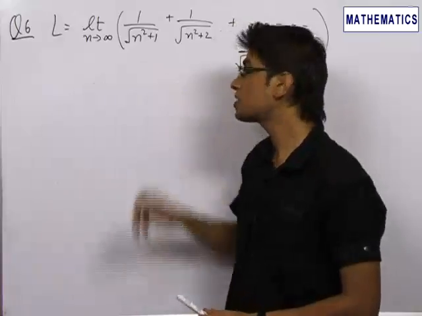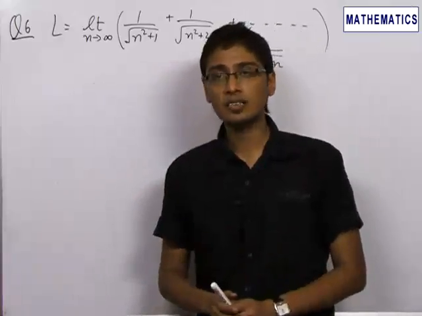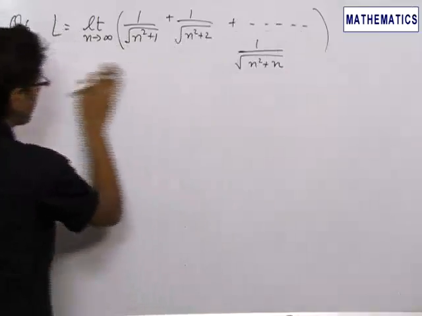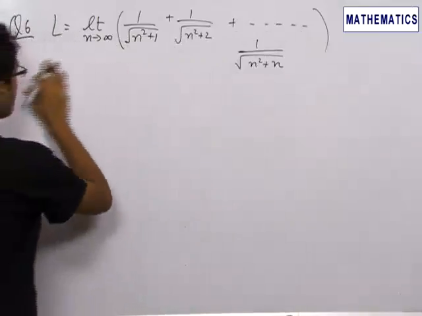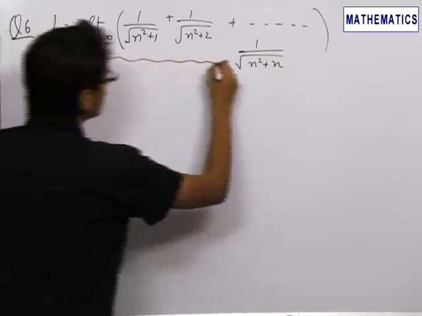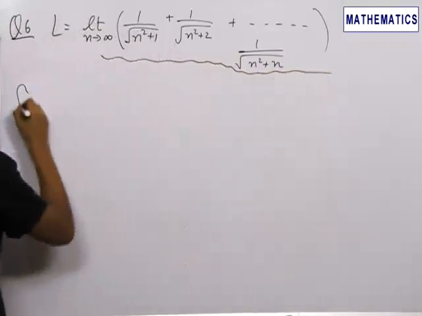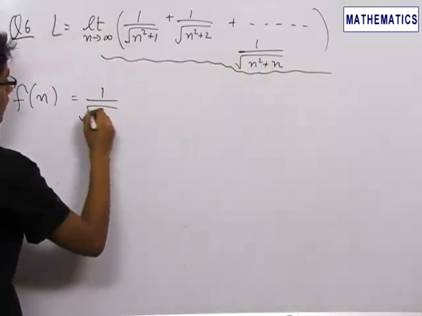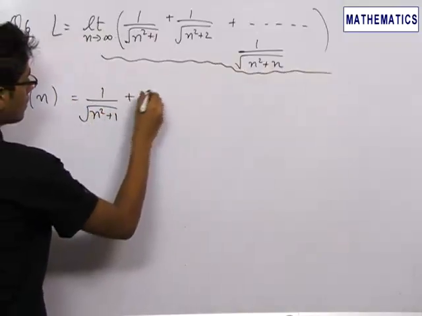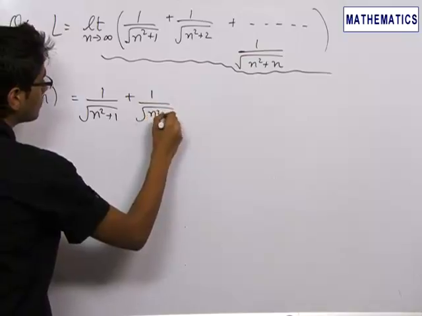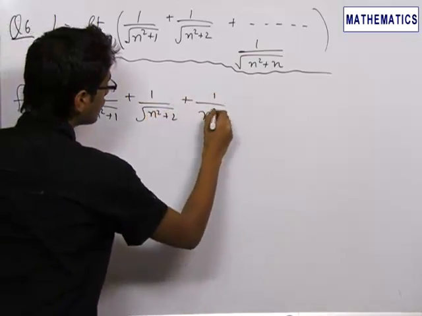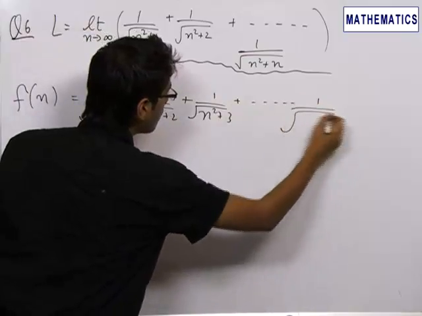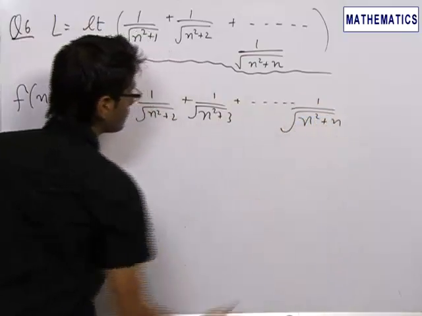Now these types of questions cannot be solved by the normal regular methods. Instead they require a special approach. Now what we do is we call this f of n, which is equal to 1 upon under root n square plus 1, plus 1 upon under root n square plus 2, plus 1 upon under root n square plus 3, up to 1 upon under root n square plus n.